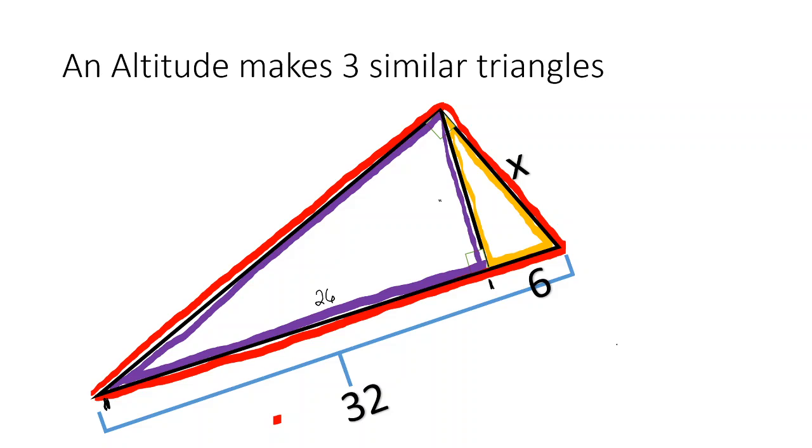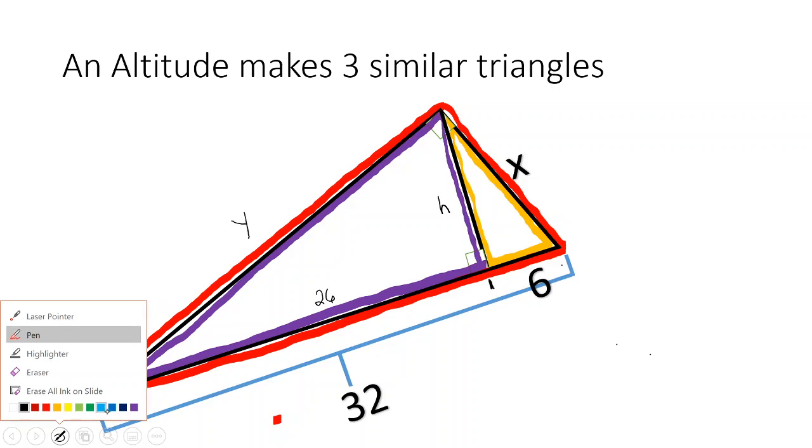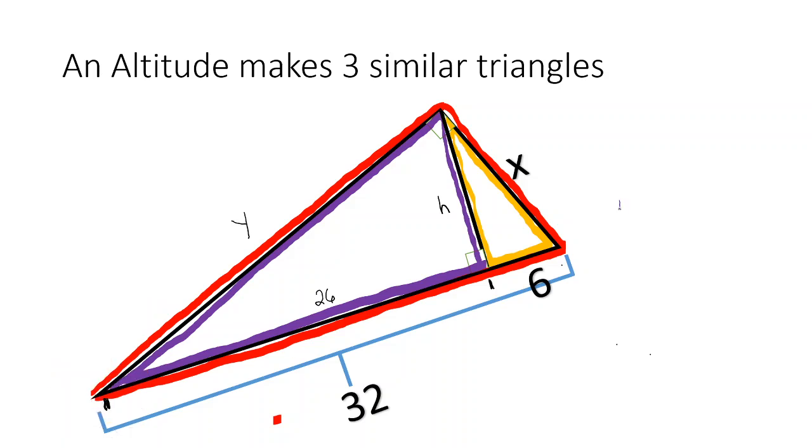Let's call this H. H for height, because it's based on the altitude. I guess I could use A, but I chose H in this particular problem for height. And then let's call this side Y. All right, so now I've got a value for everything. So I got 3 triangles, and I'm going to color code them.